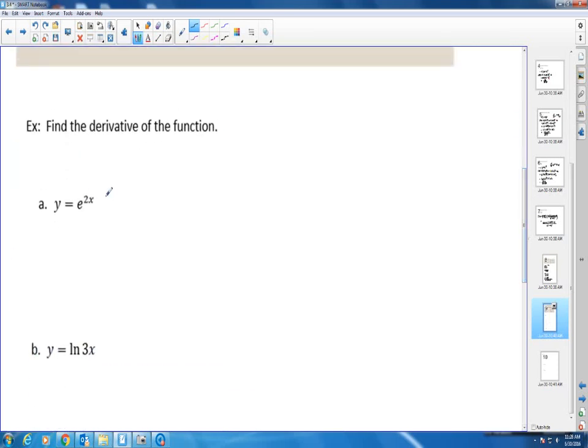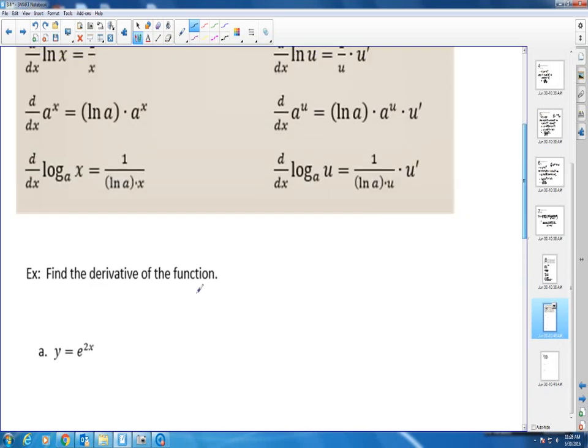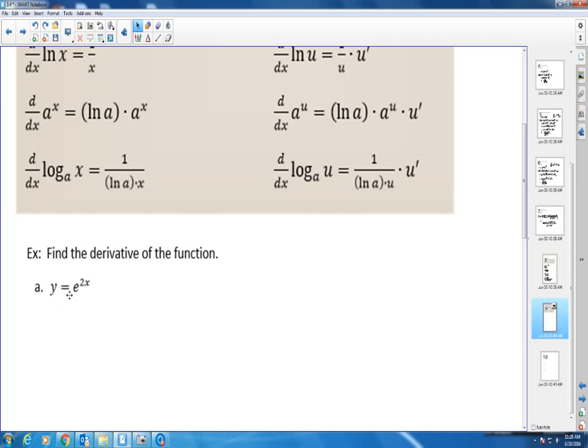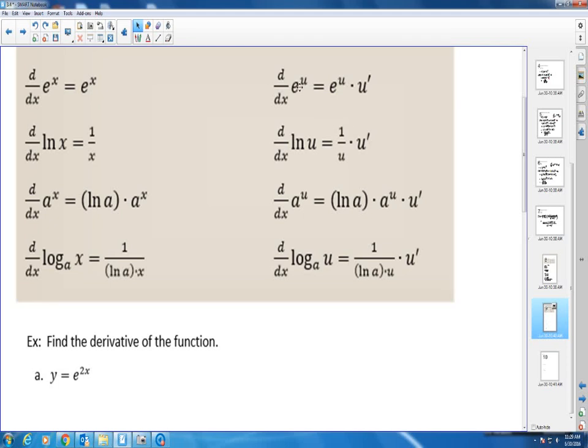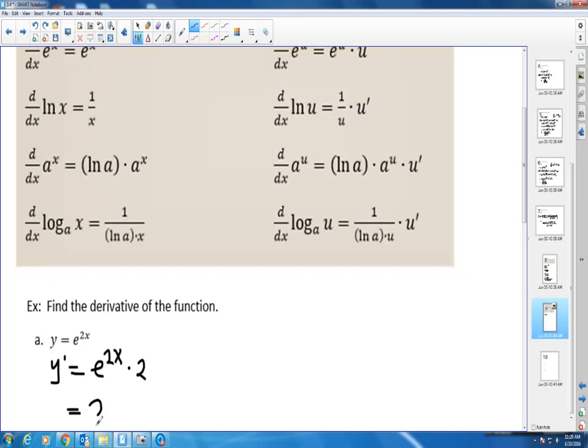Alright, so y equals e to the 2x. Let me move this up a little bit. By the formula, for e to the 2x, the u is really my 2x. So when I take a derivative, that would just be e to the u, so that means e to the 2x itself, times u prime. Since the 2x is the u, the derivative of 2x will just be 2. So that's why my answer will simply be 2 times e to the 2x power. Okay.